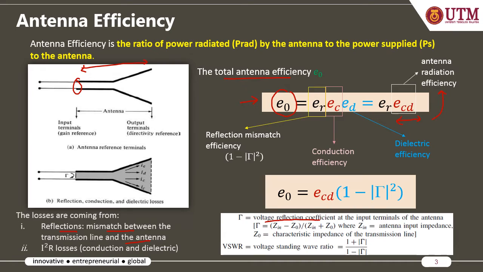So in this case, the total antenna efficiency is the reflection mismatch efficiency ER multiplied with the radiation efficiency ECD. And ECD is basically difficult to compute. However, it can be determined through experiment. Okay, and the total antenna efficiency E0 may be simplified as ECD times 1 minus gamma squared, in which 1 minus gamma squared represents the reflection mismatch efficiency ER.